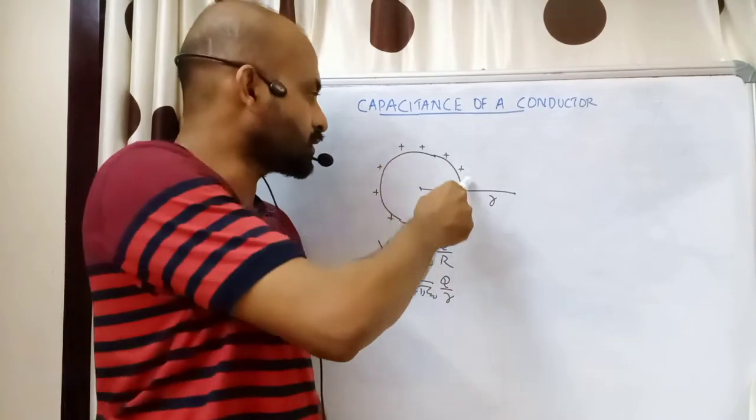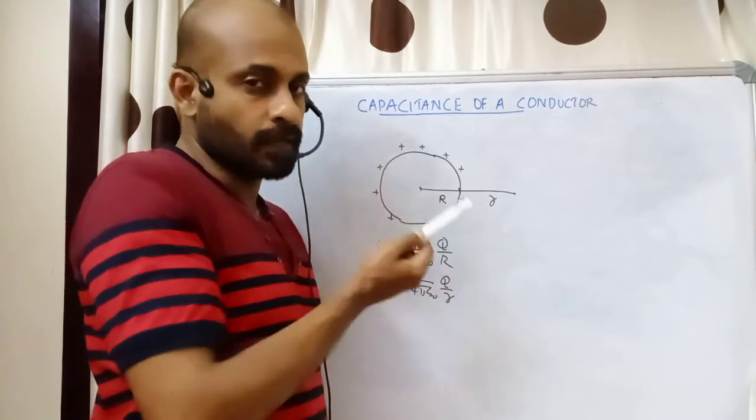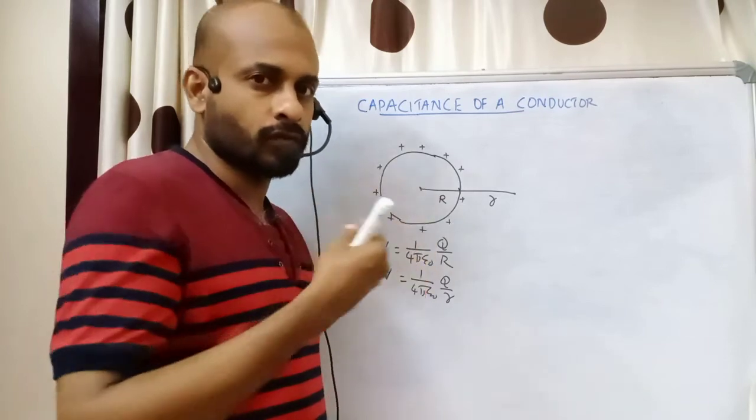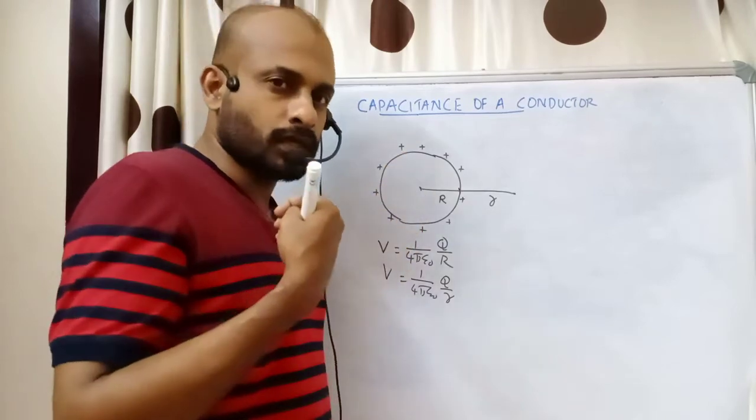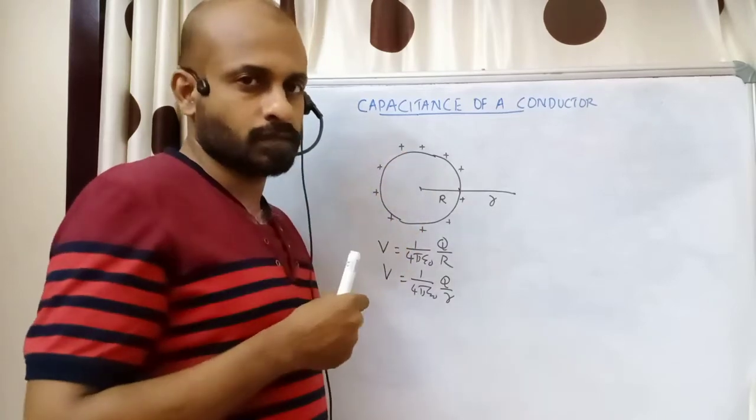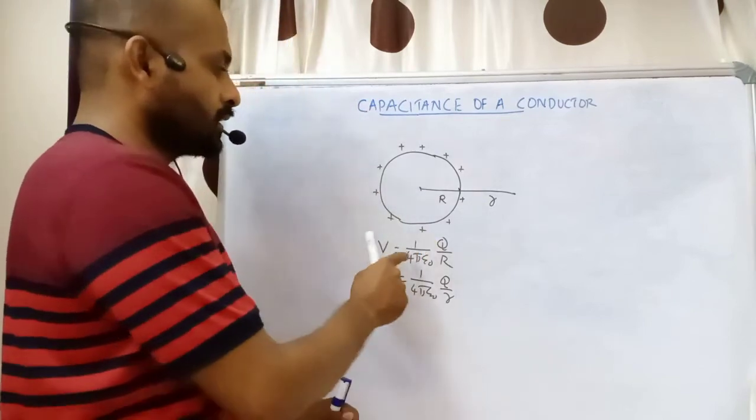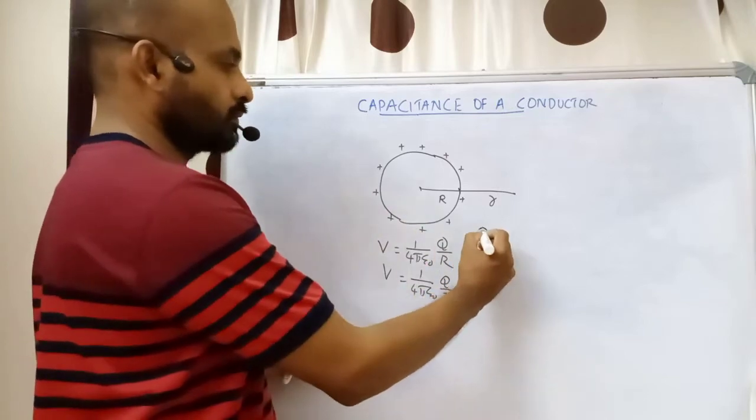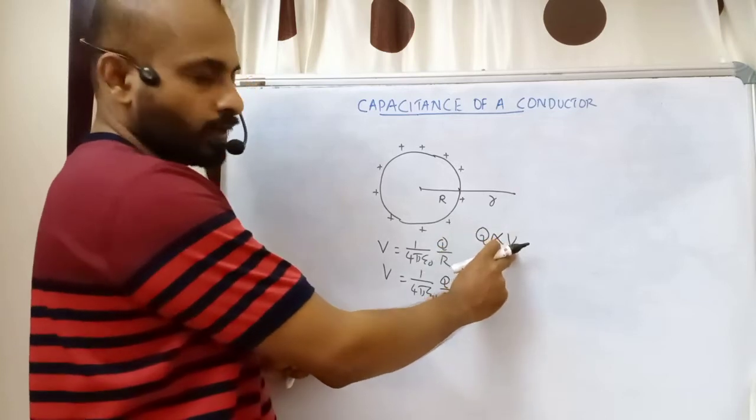If we increase the charge, what will happen? The potential also increases. Up to a particular limit, we can increase the charge. If you further charge the thin spherical shell, the amount of charge increases and the potential also increases, but there is a limit. These are constant values, so we can say Q is proportional to V. When we increase charge, potential also increases.